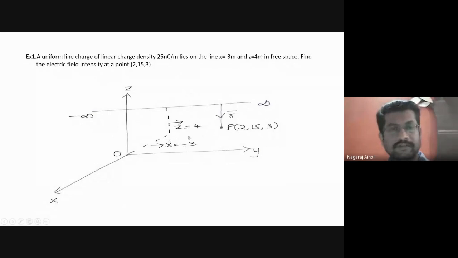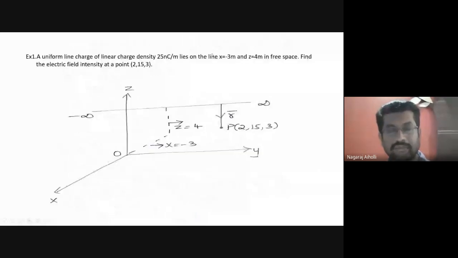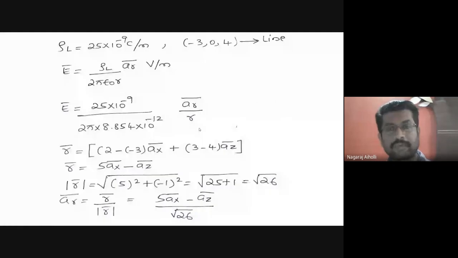Rho L is given as 25 into 10 raised to minus 9 coulomb per meter. Line charge density they have given. Then the line is x equal to minus 3, z is equal to 4. Because they have given x and z but not y, y is equal to 0. So it is (minus 3, 0, 4). If you are assuming it as 0, x equal to minus 3, comma 0, comma 4, this is our line, whatever they have given.